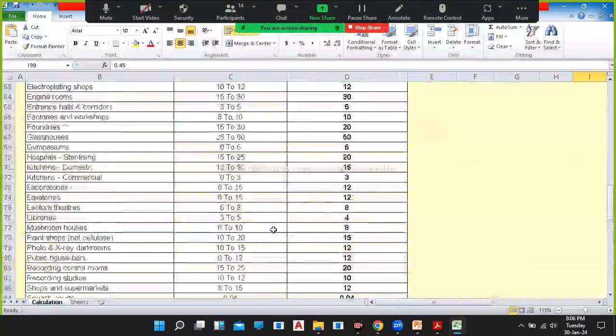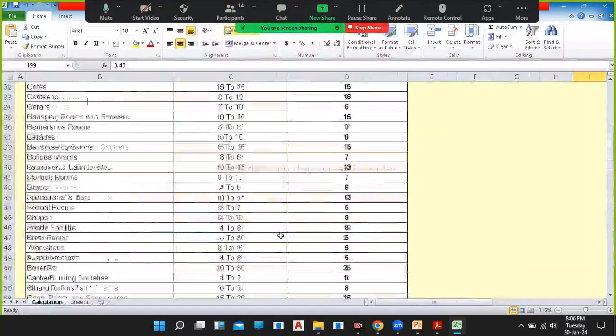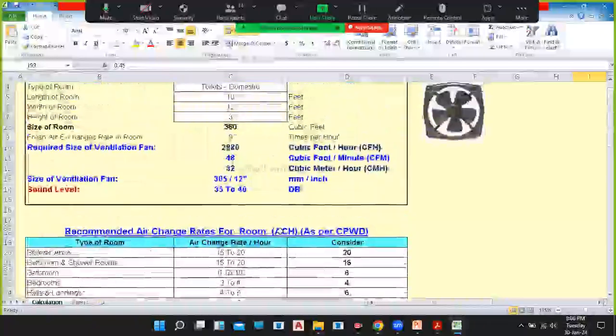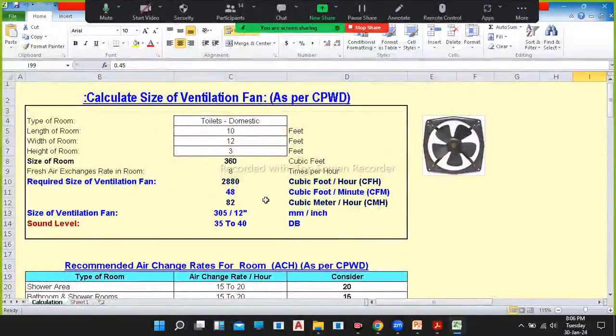Based upon this table, generally if it's a residential building, we go with a normal 75 wattage or 65 wattage. But if you want exactly according to the CPWD standards, then for whatever toilets you're taking, we need to consider this table and calculate the fan capacity.